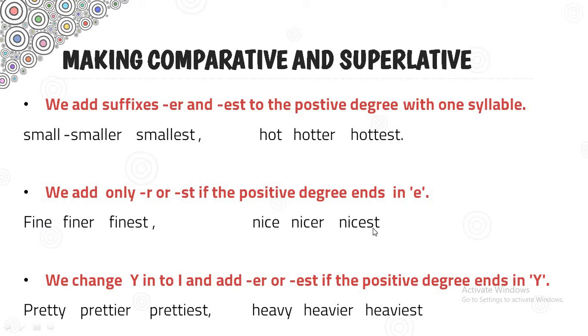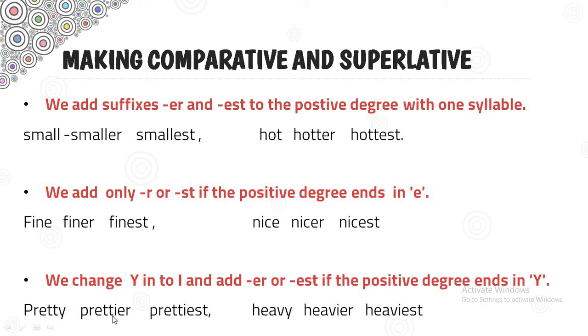Nice, nicer, nicest. Third change. We change y into i and add er or est if the positive degree ends in y, as in pretty. So we remove y, add i to it and add er and est to make the comparative and superlative degrees.